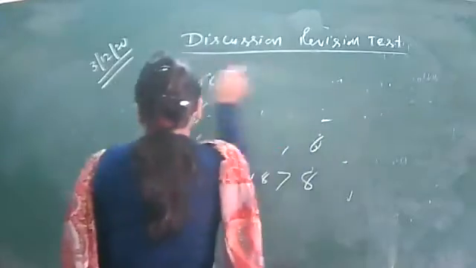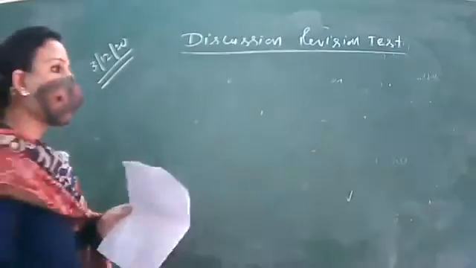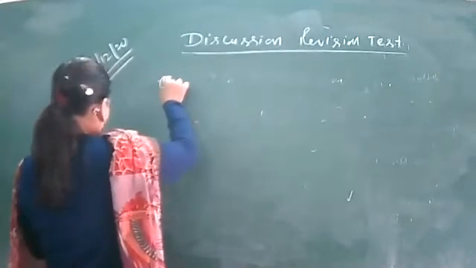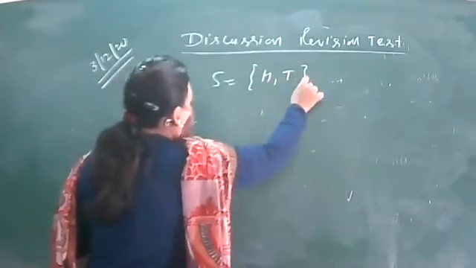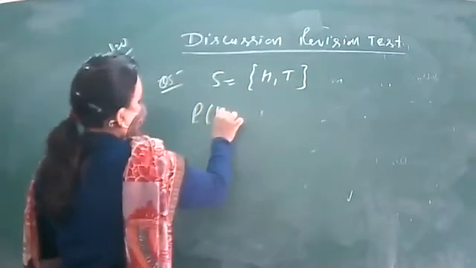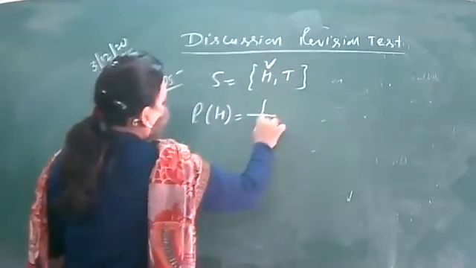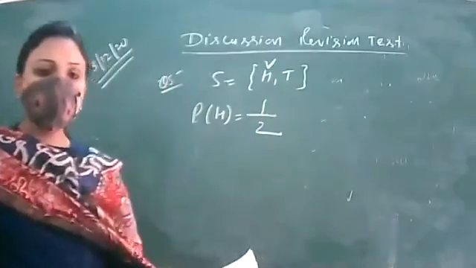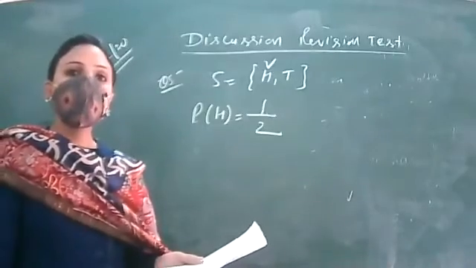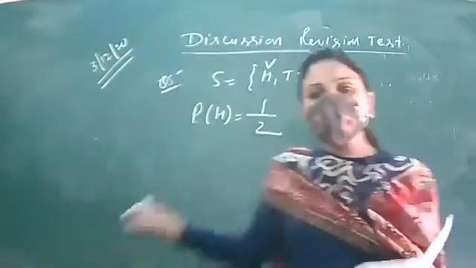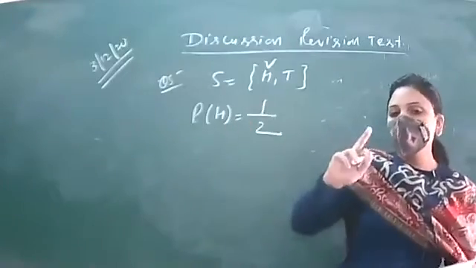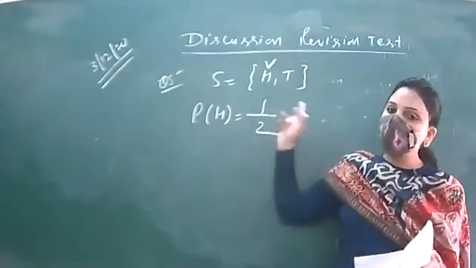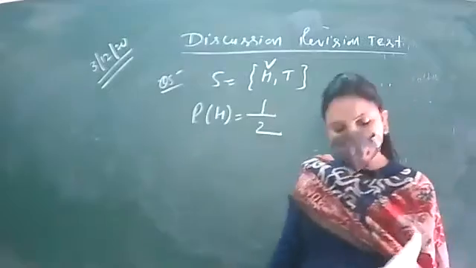Question number 5. Find the probability of head coming up when a coin is tossed once. When a coin is tossed once, this is the sample space. Very easy. Coming up head, favorable 1, total 2, probability 1 by 2. Don't skip the formula. I have not written it, but you should write it when you are doing it in the exam: favorable cases over total number of cases.